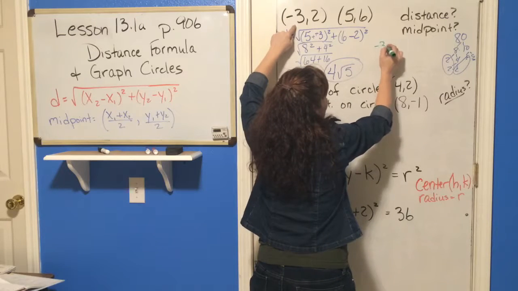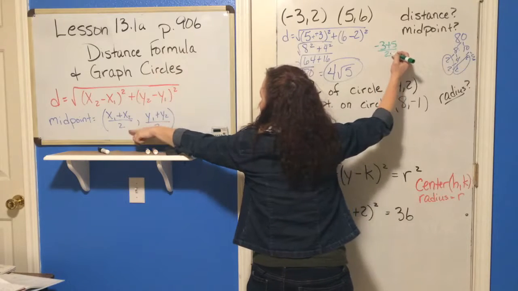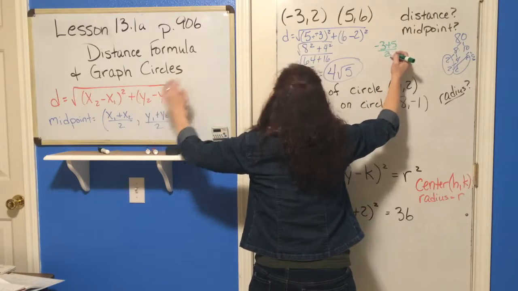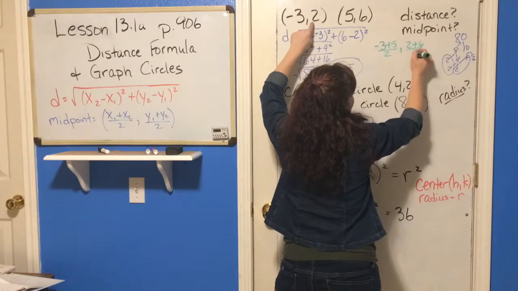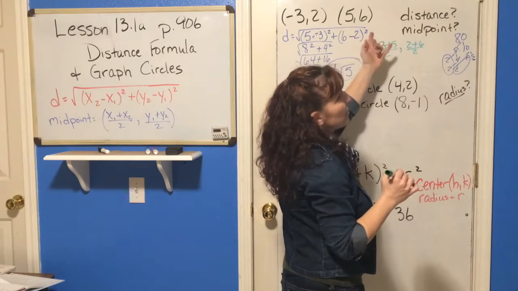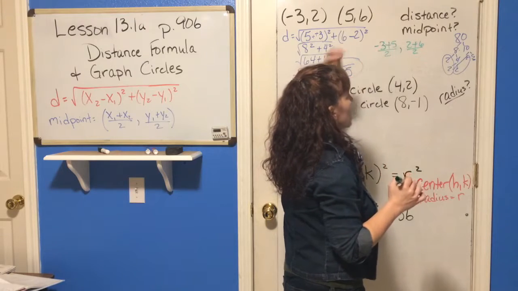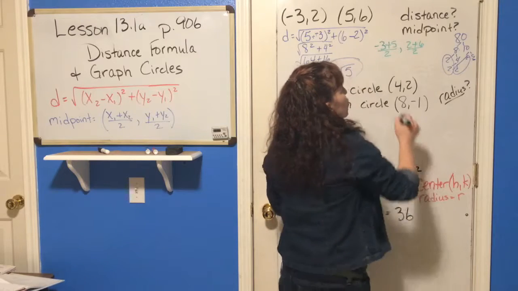So -3 plus 5, and you're going to divide that by 2 because that's the formula. And for the y part of your point, you're going to take 2 plus 6 and divide by 2. So 5, and actually I can flip it in my head. Instead of -3 plus 5, I can say 5 minus 3 is 2. 2 divided by 2 is 1.